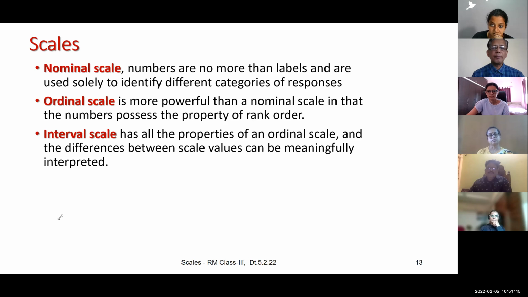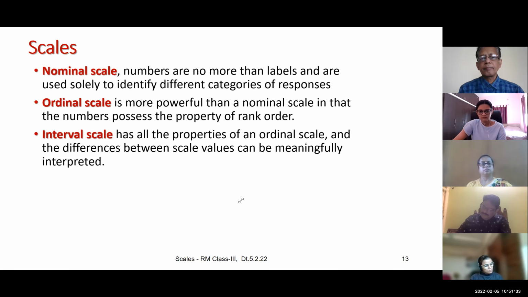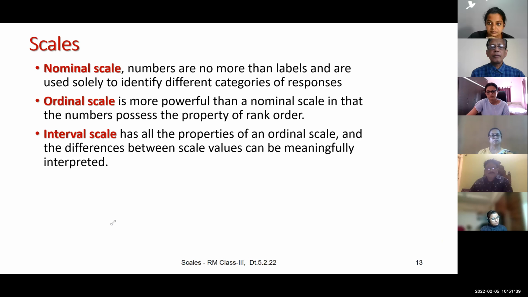So 0 to 100 itself can be an interval scale, because it is between 0 and 100. Yes, there is a lower and upper limit. It is an interval scale. It need not be further broken into 80 to 100 or 60 to 80. We are not going for any further breakup.